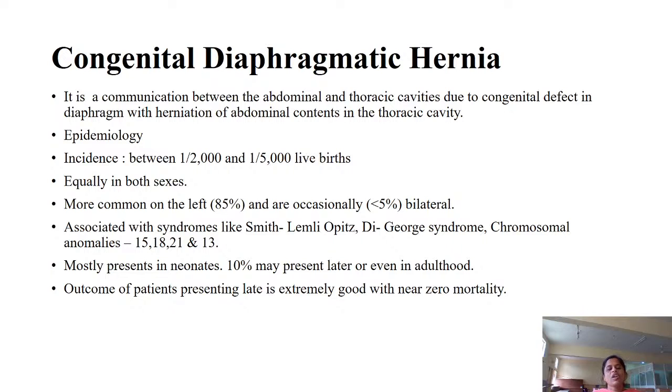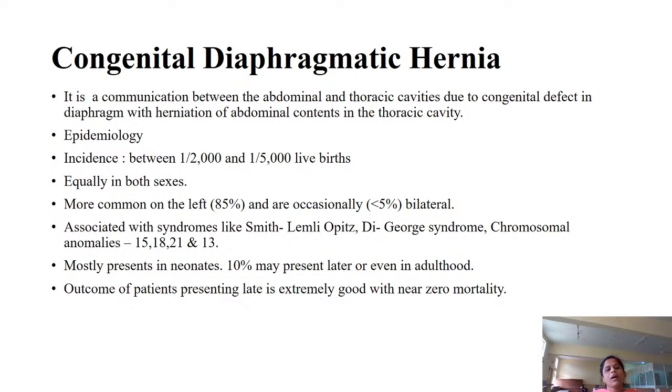This one, congenital diaphragmatic hernia. Congenital, as it says, is at birth; it happens during the formation of the fetus. So it presents at birth. And diaphragmatic hernia, obviously a hernia via the diaphragm. It's a communication between the abdominal and thoracic cavities due to a congenital defect in the diaphragm, with herniation of abdominal contents into the thoracic cavity.